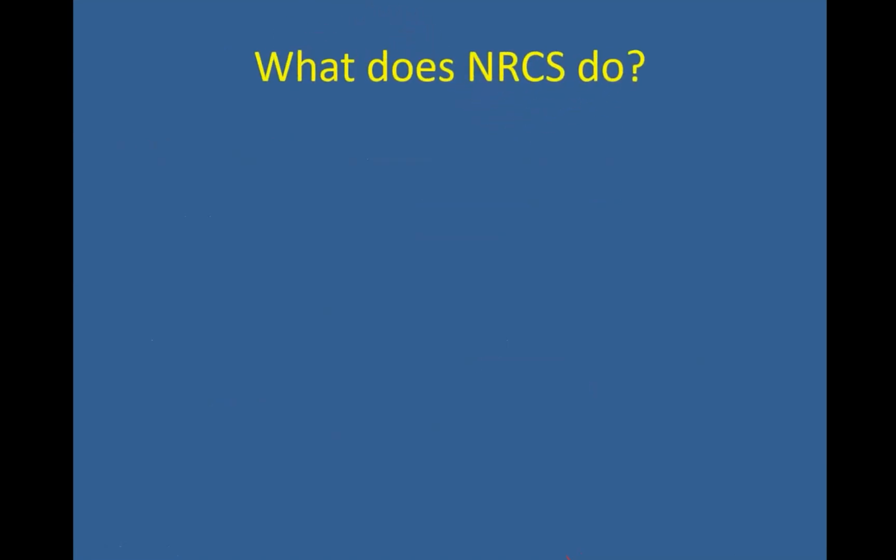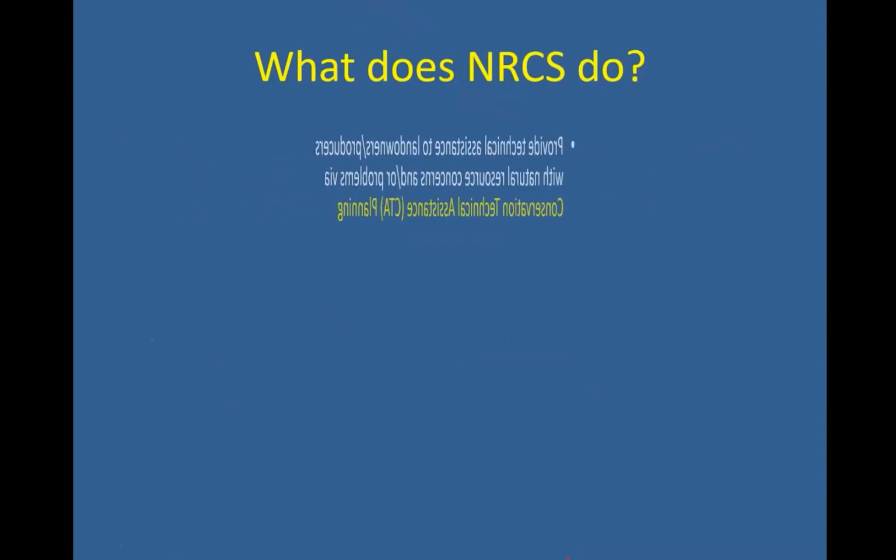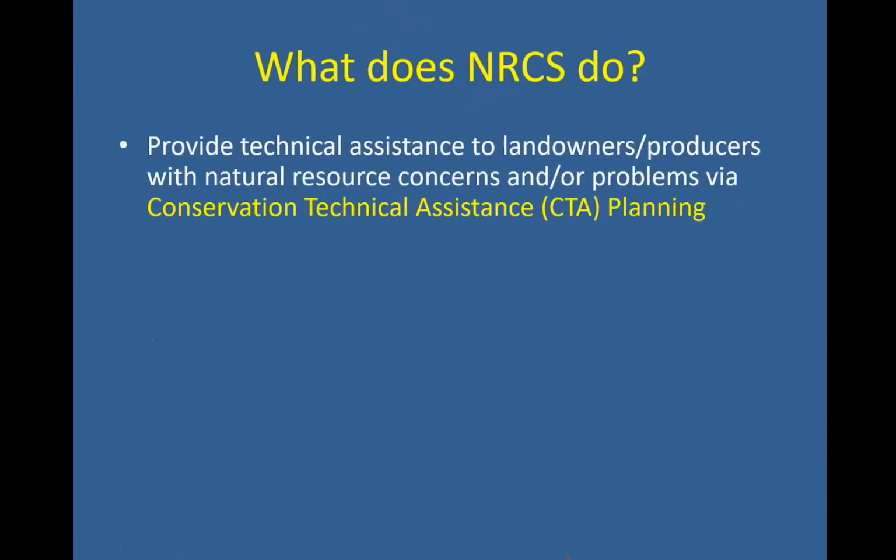So what does NRCS do? Next. Again, we provide technical assistance to landowners and producers with natural resource concerns or problems via Conservation Technical Assistance, CTA. And this is free for whatever resource concern you're looking at. You come into your local NRCS office, we'll provide that technical assistance. Next slide.